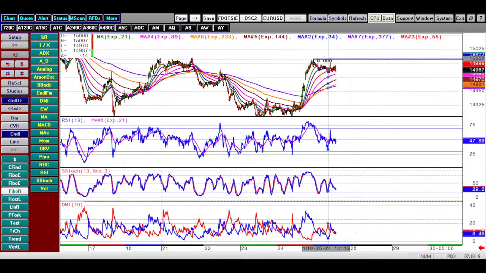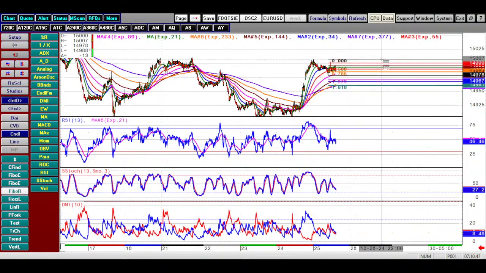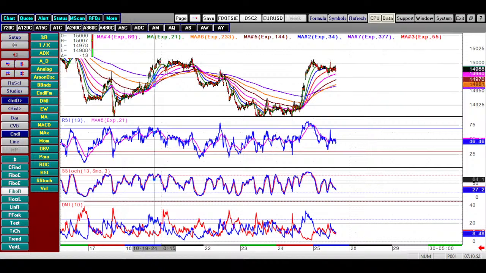Okay, trying to sell at 150.20. Okay, then try to sell at 150.20, stop at 150.50, and TP at 149.75. Okay, 80 is the low, current low.